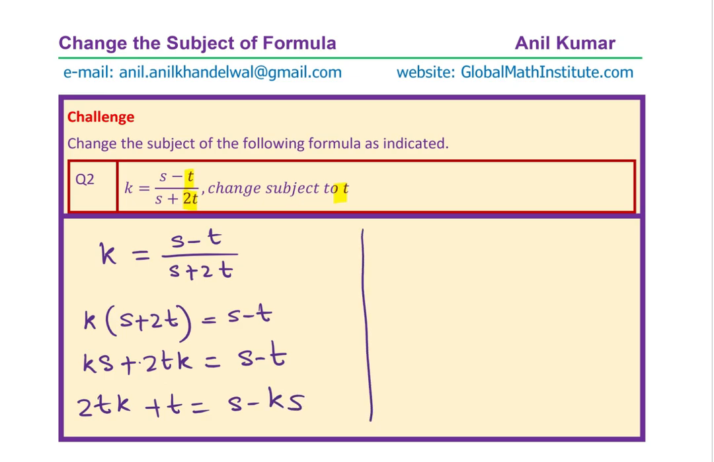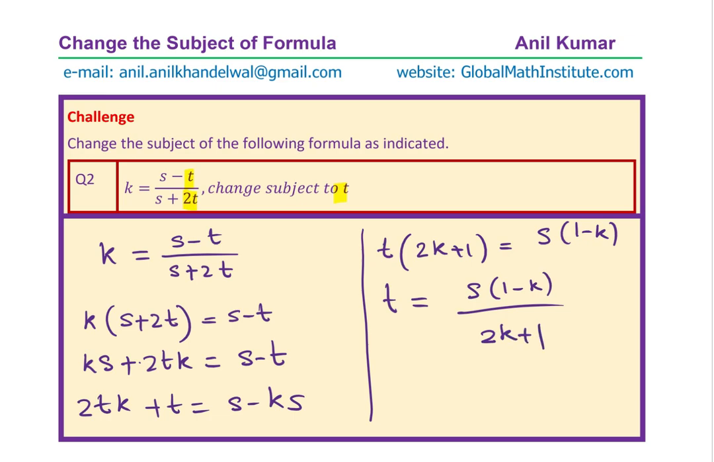I think now you can easily do it. Factoring t from the left hand side, we get what? We get t times (2k plus 1). And on the right side, you could factor s and you get s times (1 minus k). So t is basically equal to s times (1 minus k) over (2k plus 1). Is that clear to you? So that becomes a method to deal with rational expressions, correct?